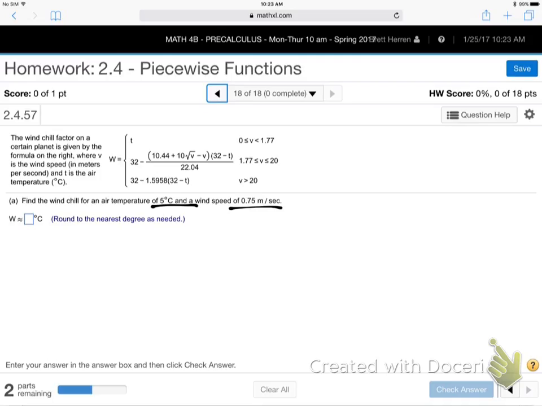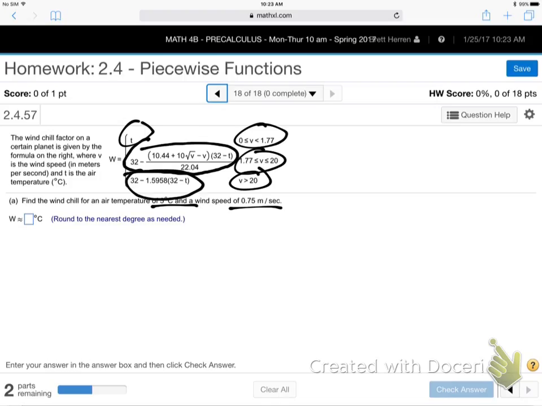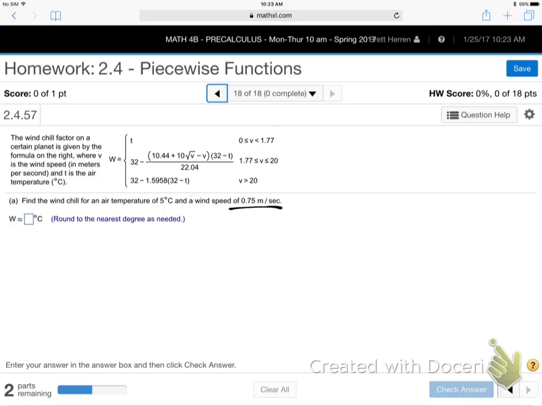Basically, this is a piecewise function. It says, hey, if your velocity is between 0 and 1.77, plug into that. If your velocity is between 1.77 and 20, then plug into that awful thing. And if your velocity is greater than 20, then plug into that thing. That's what it's saying, right? That's how a piecewise function talks to us, right? Okay, so what is our velocity here on part A?